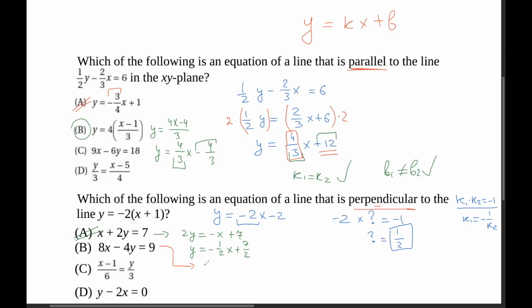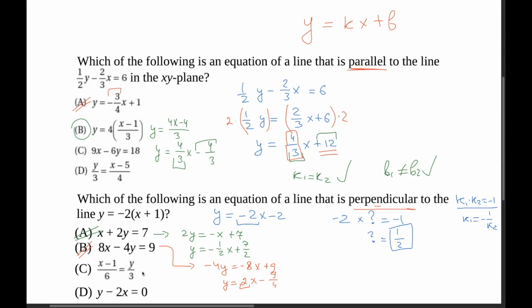Let's see. Minus 4y is equal to minus 8x plus 9. I divide both sides by minus 4. y is equal to 2x plus minus 9 over 4. Look, the slope is 2. It doesn't work as well. I will check another one.